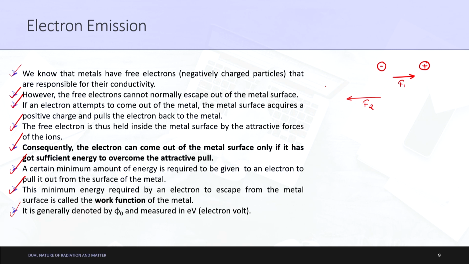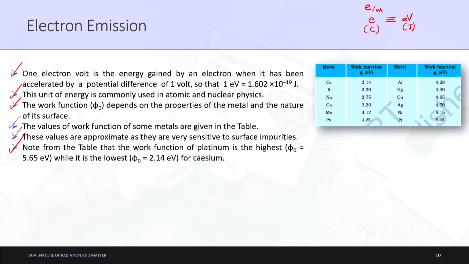Okay. Then we got to know about work function. Please remember the definition of work function. What is work function? The minimum energy required by an electron to escape from the metal surface is called the work function of the metal. It is denoted by phi naught, and it is measured in electron volts. Then we got to know about different metals: cesium, potassium, sodium, etc. We got to know that platinum has a very high work function, and cesium has a very low work function.